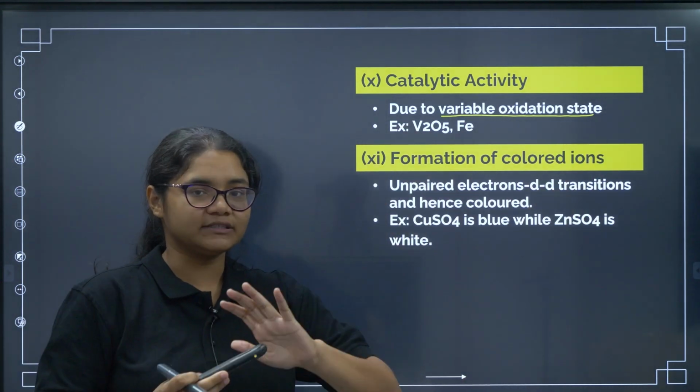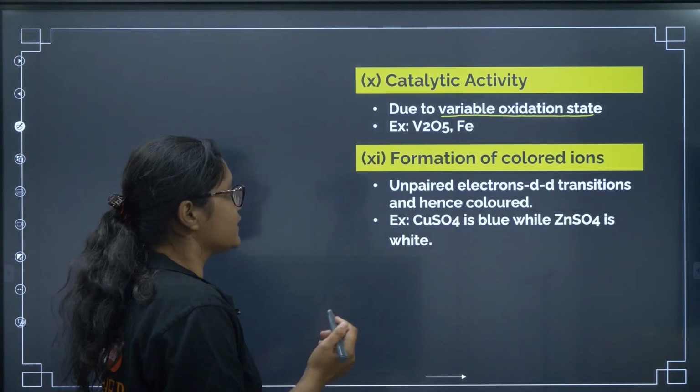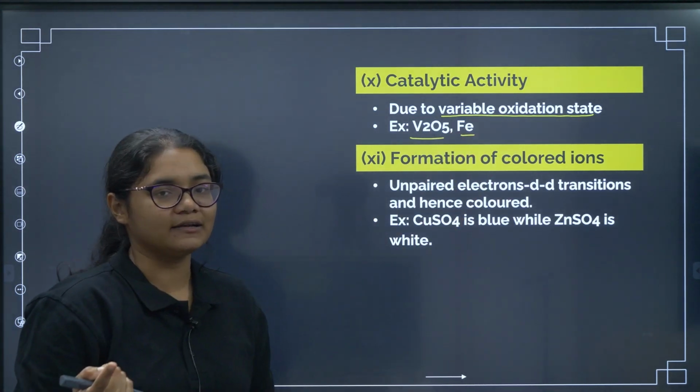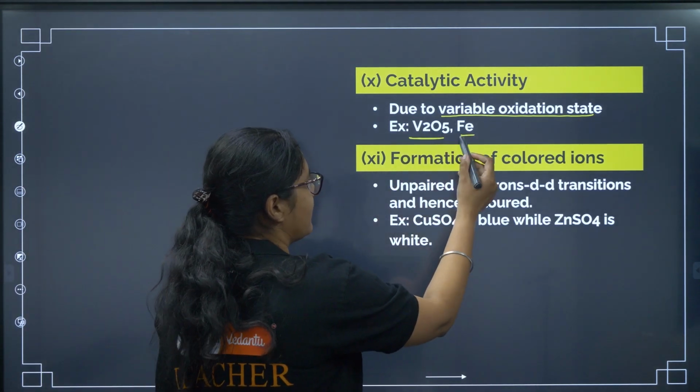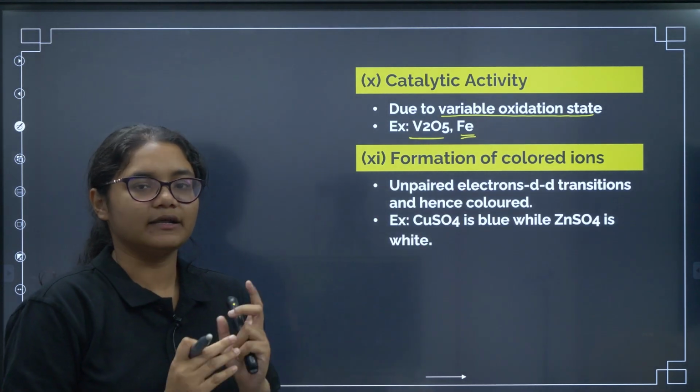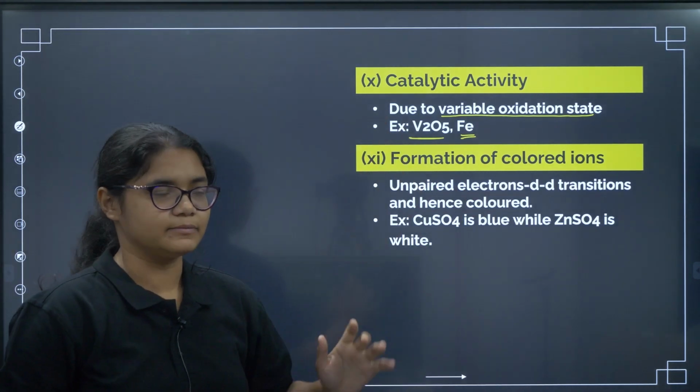Why they show variable oxidation states, that we will discuss. So examples of some reactions where transition elements are used as catalyst are V2O5 and Fe. Okay, so you have to remember that almost every element can act as a catalyst, but you can remember 2-3 examples.